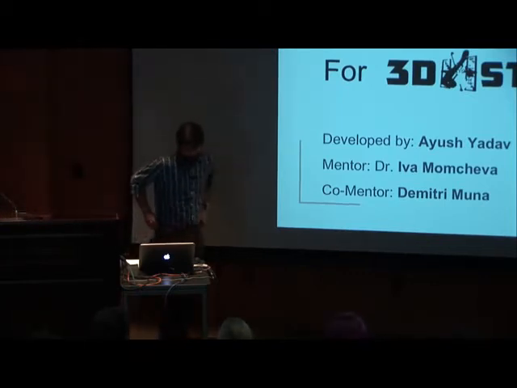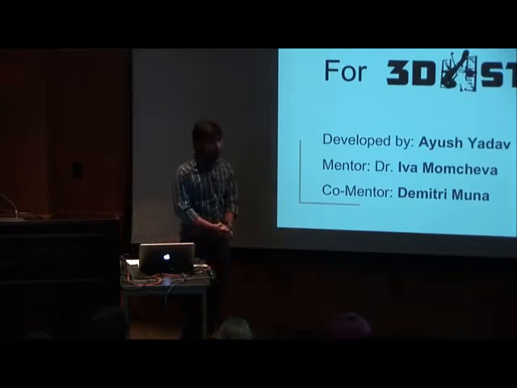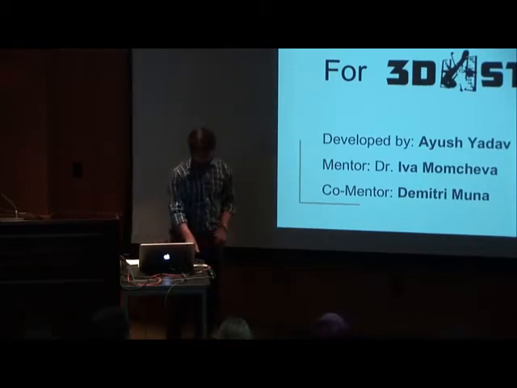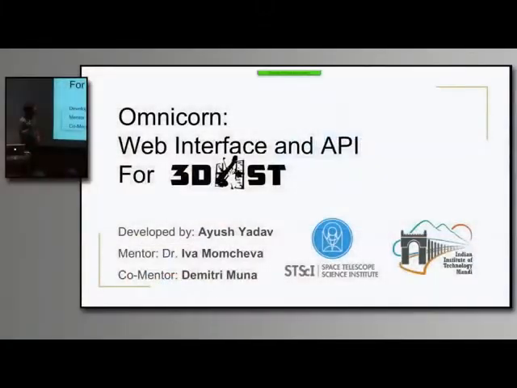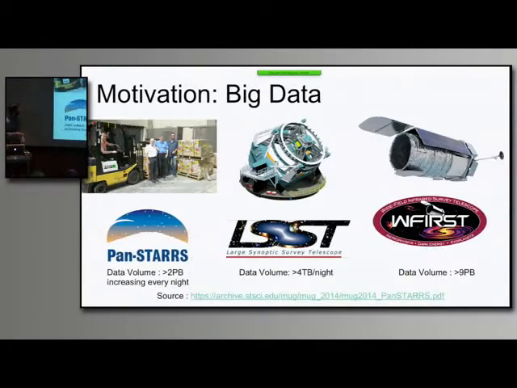Hello, everyone. I'm Ayush, and I worked with Dr. Iva Momcheva this summer on the 3D HST project. So the first thing, why do we need this big project of computer science here at the Astronomers? The thing is, the data is getting bigger and bigger. You can't go traditionally to an observatory, get the data on your hard drive, reduce it, publish it, because with more and more advanced telescopes, the amount of data that we have is getting bigger.